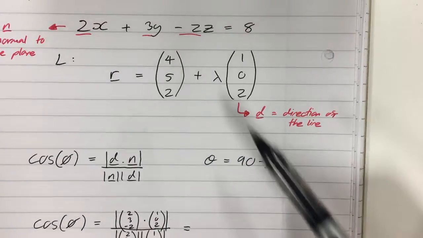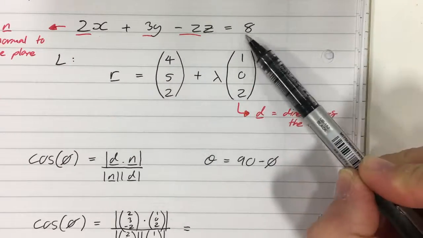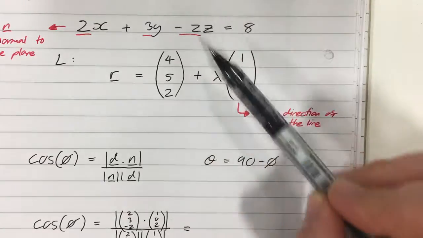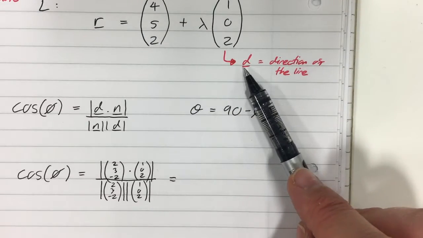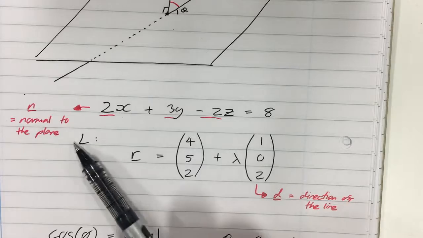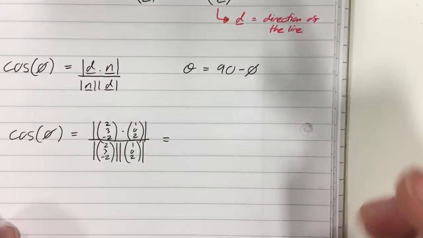I don't actually care about where it intersects. I don't care about this vector here or this number here, because that just helps find where they intersect. I just care about the normal to the plane, which is this vector here, and the direction of the line, which is this vector here. Those are the only two parts of the question which I'm going to use in the maths.